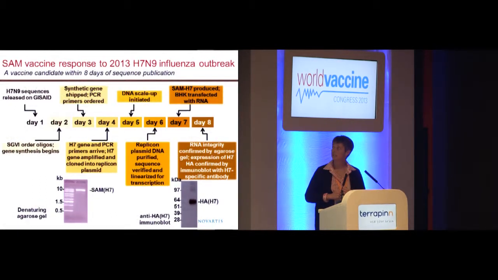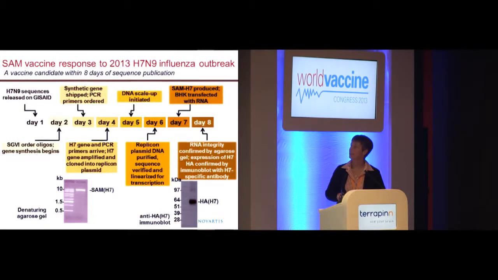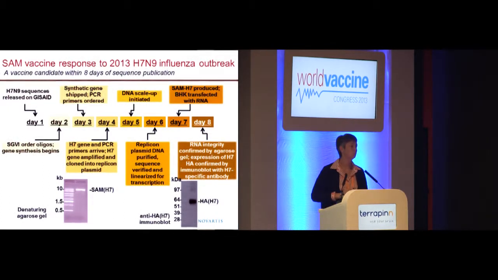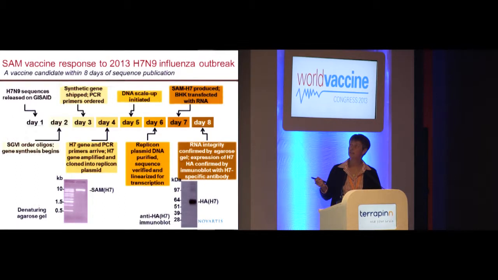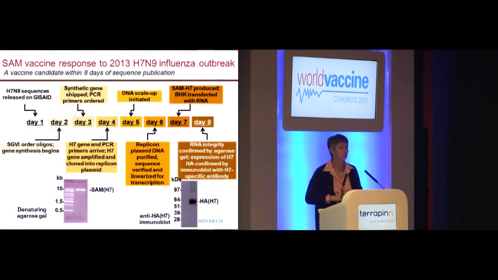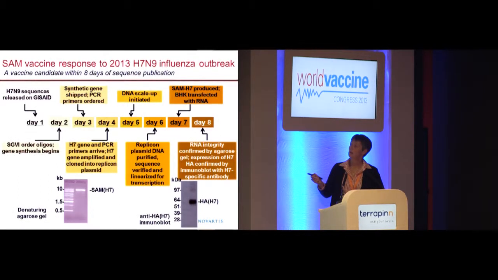So in some detail, I'm going to walk you through the sequence of those 8 days. Essentially, on day one, the sequence of the H7N9 influenza outbreak was released on the web. The next day, oligos were ordered and synthesis of the H7 gene was started and was completed on day three, when the gene was shipped to our laboratory in Cambridge, Massachusetts. On day four, we received the gene sequence and the primers to start PCR, amplified the gene and cloned it into the replicon plasmid that gave rise to RNA.